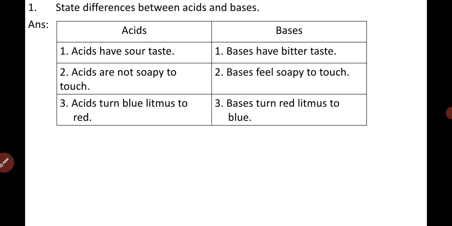Third point: acids turn blue litmus to red. When you dip a blue litmus paper in an acidic substance, the color of the litmus paper will change to red. In the same way, when you dip a red litmus paper in a basic substance, the color of the litmus paper changes to blue. That means acids turn blue litmus to red and bases turn red litmus to blue. So these are some of the differences between acids and bases.